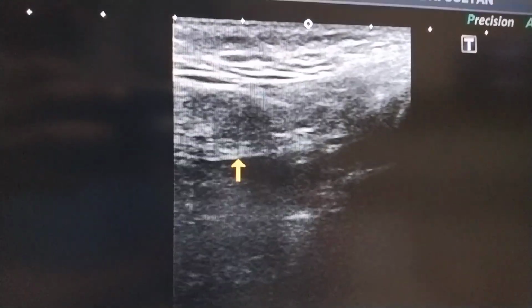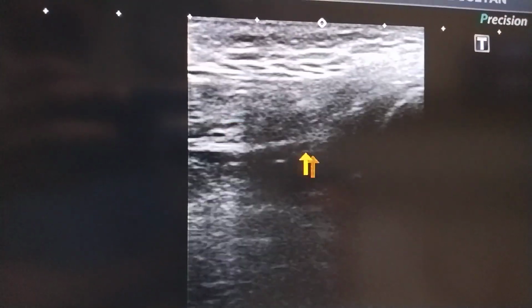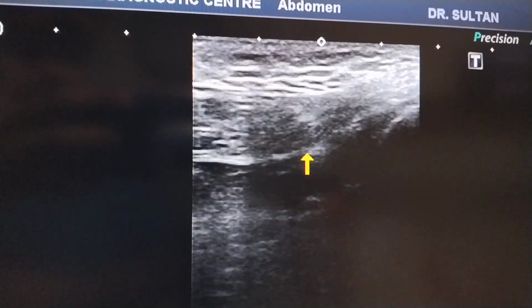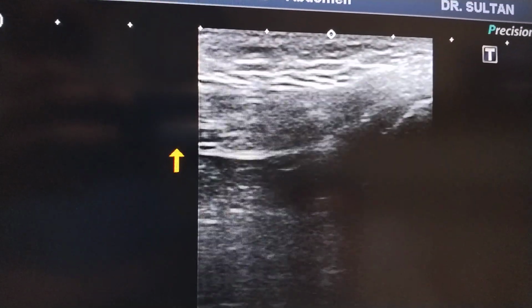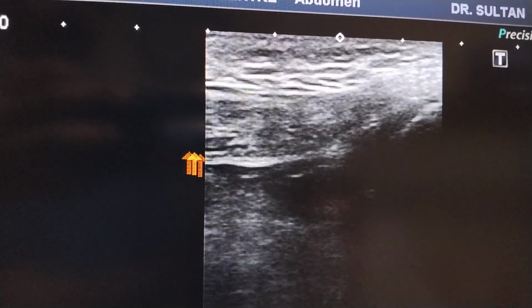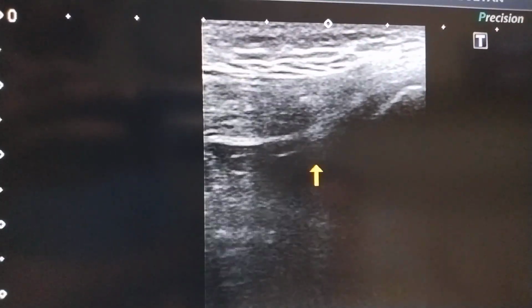This is the posterior boundary, posterior wall, this is the anterior wall, and this is the inguinal canal. And this is the medial side of the inguinal canal, and this one is the lateral side. We have not reached the deep inguinal ring still. So we are in between the deep and superficial inguinal ring.